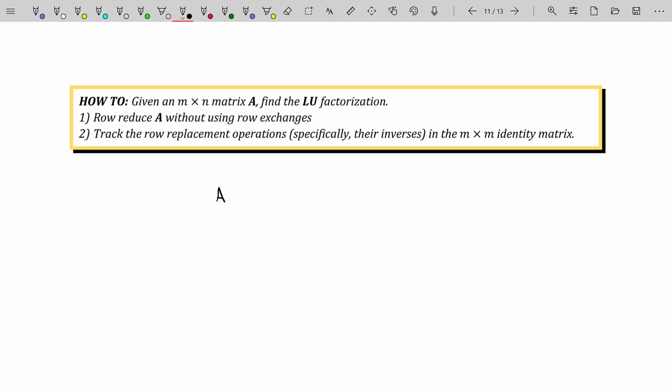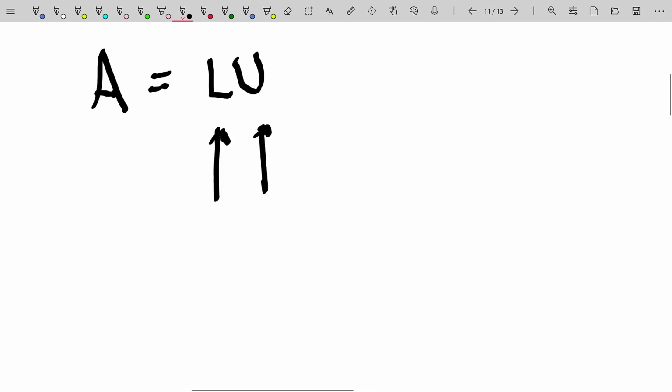Somebody gives us a matrix A, and we want to factor it into L times U, where U is an upper triangular matrix and L is an invertible lower triangular matrix. We have just discovered that L is the inverse of all of those row operations we used to create the upper triangular matrix. Actually, you know what? I'm going to write that down.